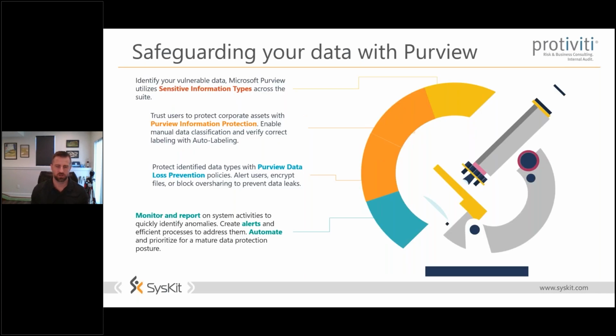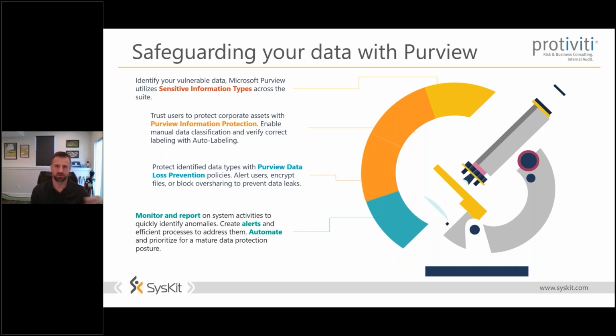Now, when you identify your sensitive data, you're going to start with the sensitive information types. You're then going to move into enabling MPIP, so information protection, either to manually classify or potentially move into auto labeling. So we know the data, I want to classify the data. And when I've classified it, I then can build the DLP policies around it to say, I want to alert or block or prevent the data from moving. And then I want to monitor and report on that.